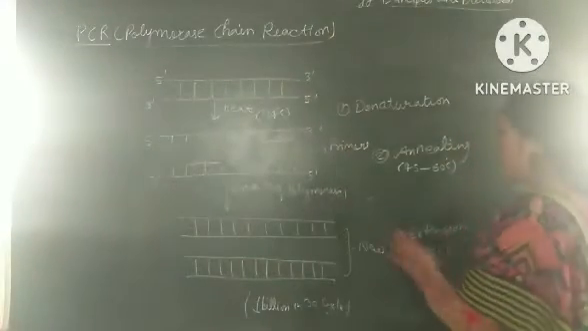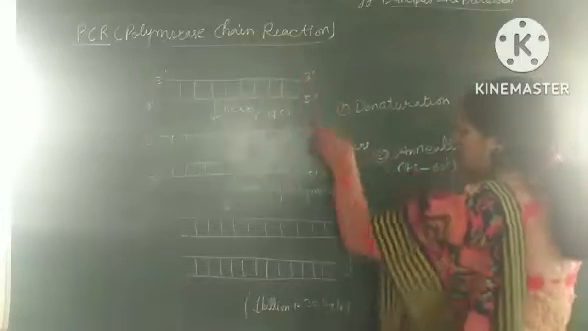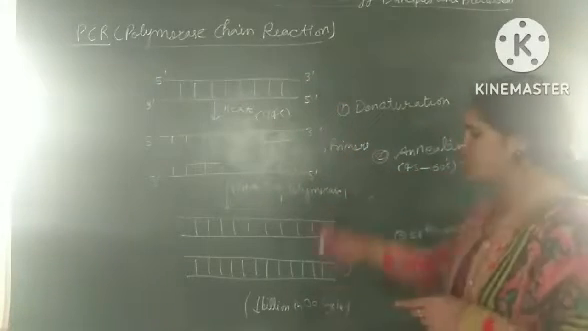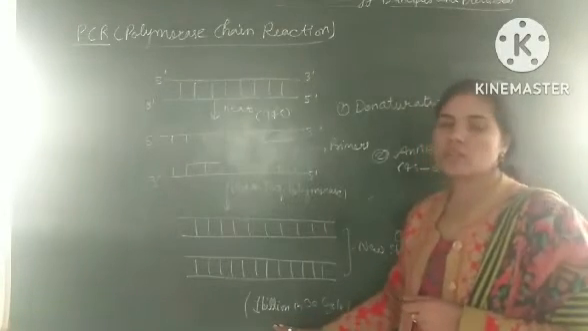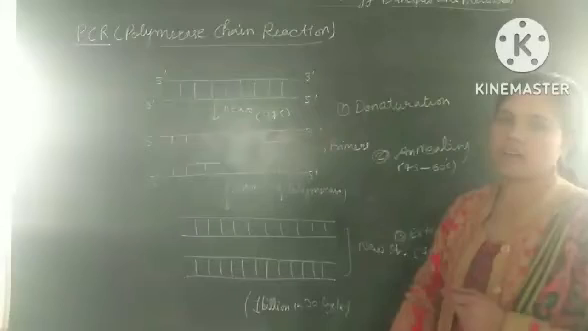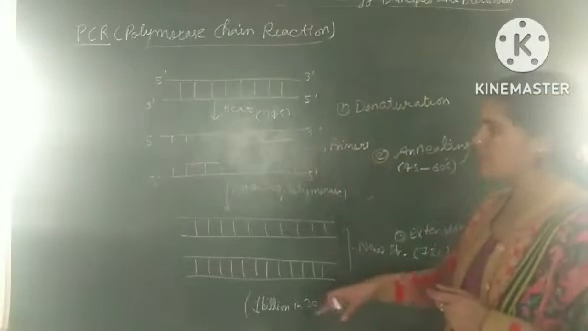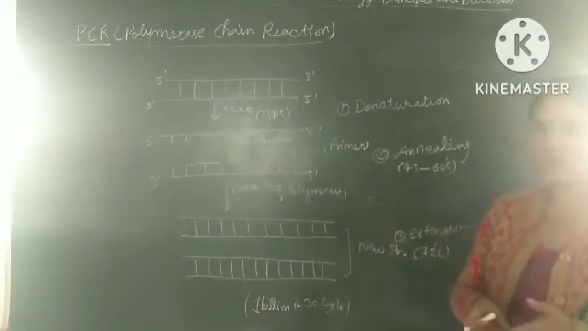After the end of extension, from one DNA strand, we get two DNA strands. If we repeat this cycle 30 times, we get 1 billion copies of this single strand of DNA. With this technique, we amplify the amount of DNA.